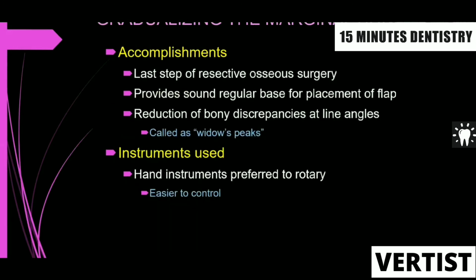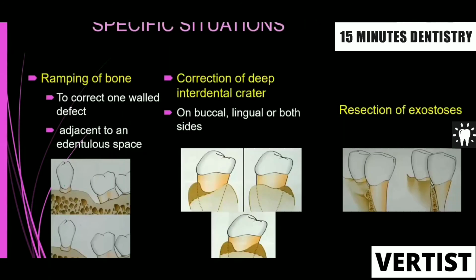Whereas gradualizing the marginal bone is the fourth step. It provides a sound regular base for the placement of the flap, and it also reduces the bony discrepancies at line angles, which is called a widow's peak. For the instruments, hand instruments are preferred over rotary instruments.